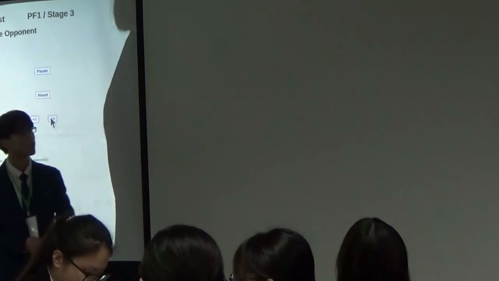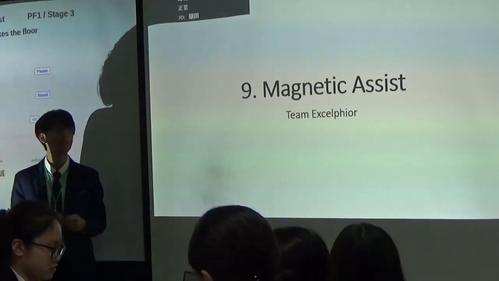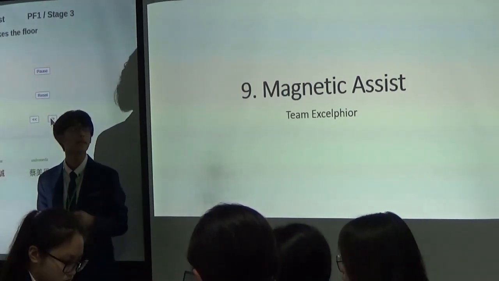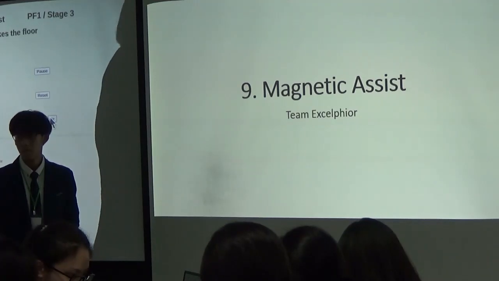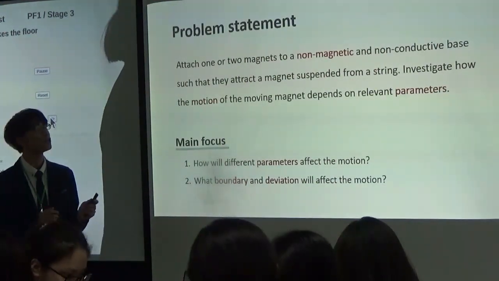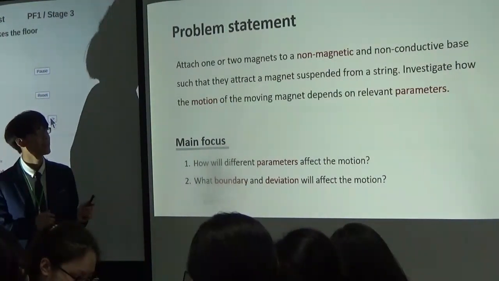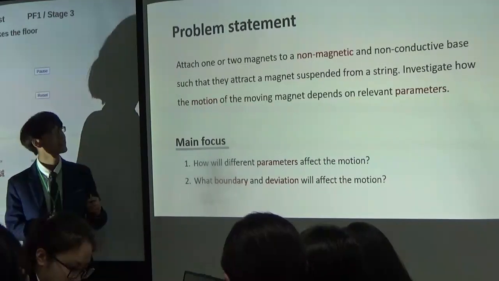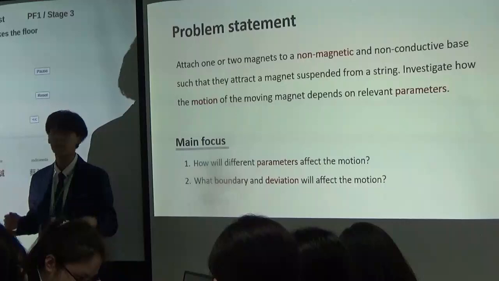Now the opponent takes the floor. Honorable juries and fellow competitors, I am the opponent from Team Excelsior, and today I'll be opposing Problem 9, Magnetic Assist. The problem statement reads: attach 1 or 2 magnets to a non-magnetic and non-conductive base, such that they attract the magnet suspended from a string. Investigate the motion of the moving magnet and how it depends on relevant parameters.